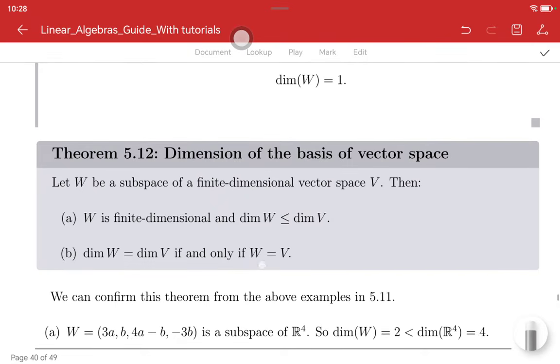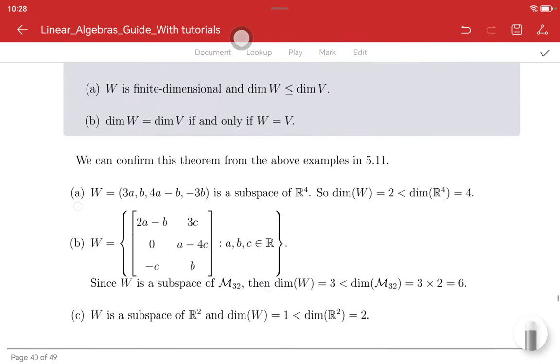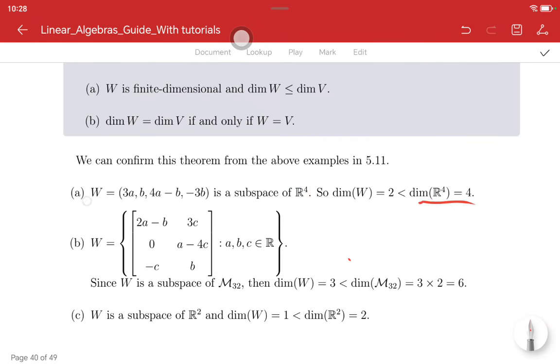Then you show that they are both equal. We say, right? So now in this case, we can confirm this theorem from the above example 5.11. Which one? Yes, this one. If we check, we're in a space of R4. The dimension of R4 will always be that 4 there. You see, right? But here we found that the basis is 2. If we find the basis is 2, it means that 2 should always be less than or equal to 4. So here in this case 2 is less than 4. So we have confirmed that theorem.